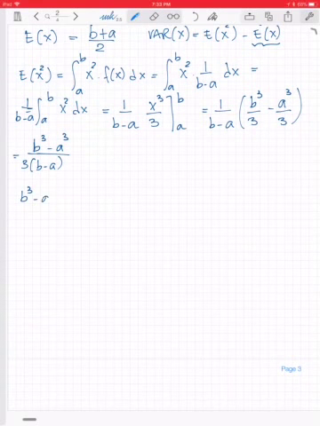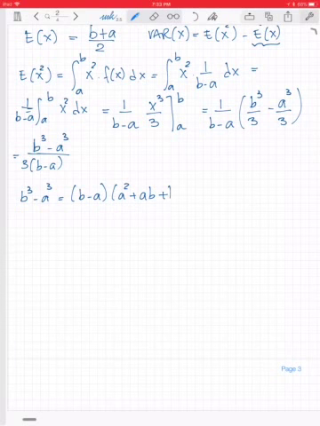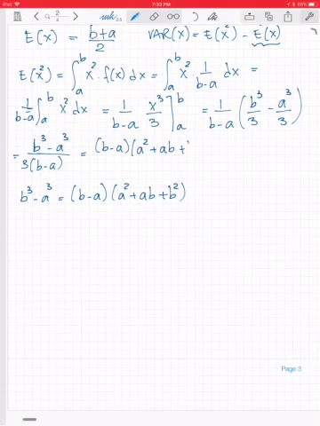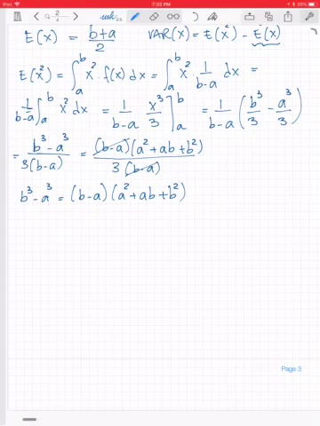Now if you wanted to simplify even more, which will be useful, you have to remember that b cubed minus a cubed is equal to (b minus a) times (a squared plus ab plus b squared). And you can verify that that's the case. So I have (b minus a) times (a squared plus ab plus b squared) divided by 3 times (b minus a), and this simplifies. So I have that E of x squared is (a squared plus ab plus b squared) divided by 3.